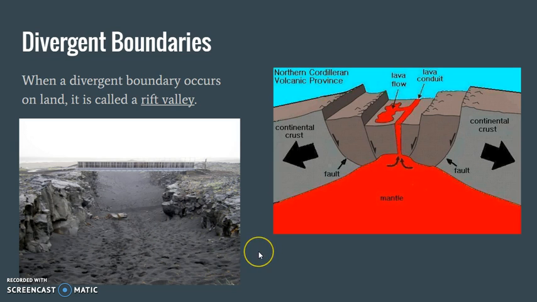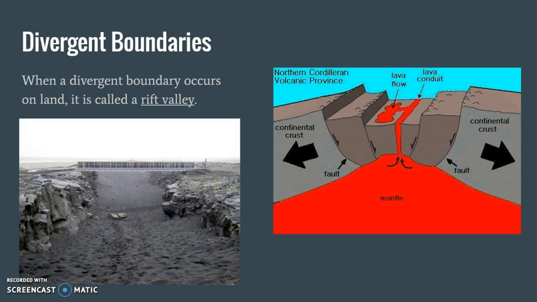There are a couple places on Earth where there's a divergent boundary on land, and when that happens, it's called a rift valley. The same thing happens. The two plates are pulling apart. When they do, there's a crack in the ground, in the crust, and lava can come up and form new crust. You have volcanoes here. This is a picture of a rift valley in Iceland. It's an island in the middle of the Atlantic Ocean. You don't see lava all the time. Volcanoes aren't erupting all the time, but there are a lot of volcanoes nearby rift valleys.